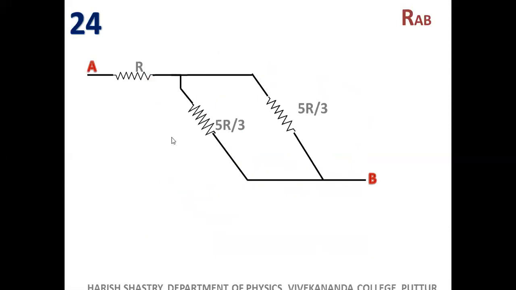Okay. Now these two parallel. What is R parallel R? R by 2. What is 5R by 3 parallel 5R by 3? It is 5R by 3 by 2. That means 5R by 6. Half of 5R by 3, right? Every time when you have n resistors in parallel, R by n. Now R itself is 5R by 3. By n, how many? 2. By 2 means it becomes 6. 5R by 6.